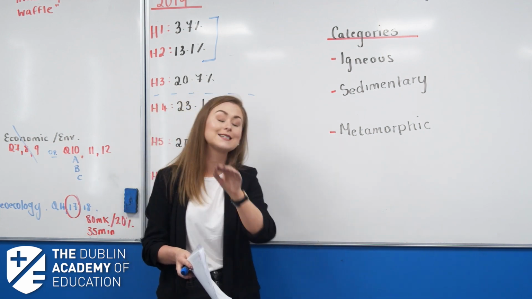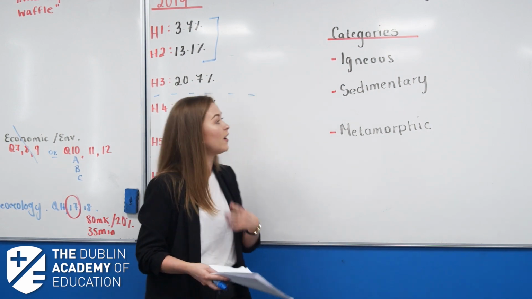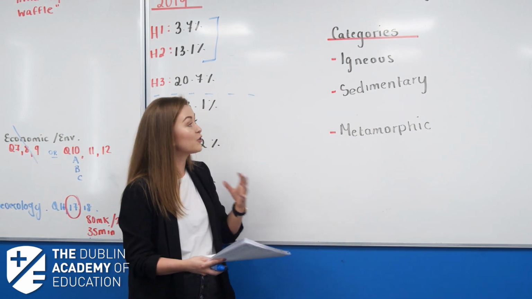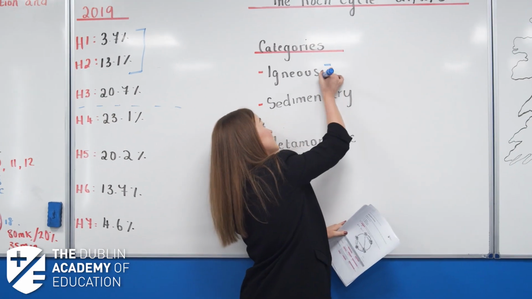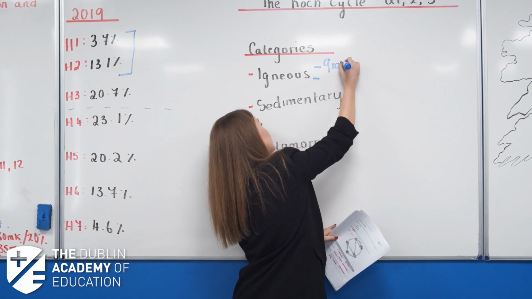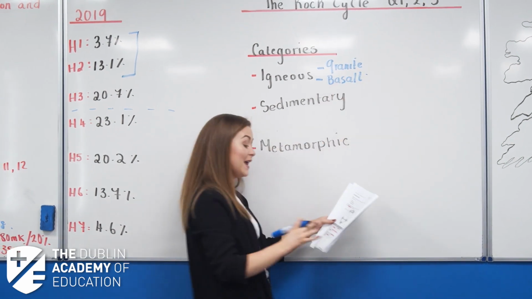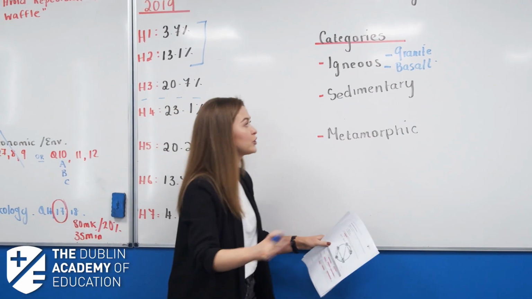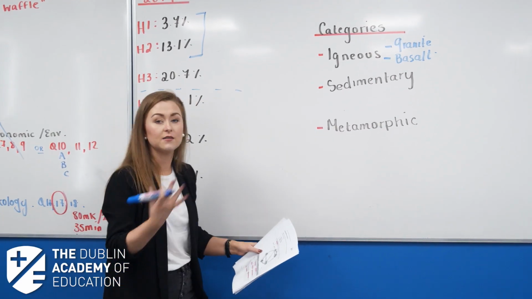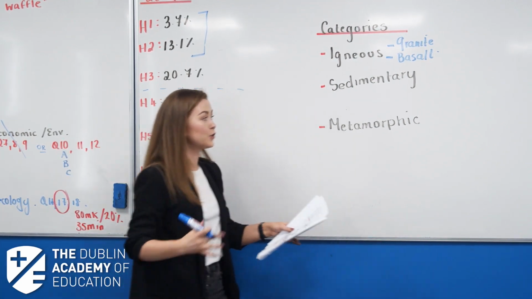Now, if you don't like the word solidifies, pop down under that, becomes solid. So solidifies or becomes solid. And your examples there, your main 2 examples that everybody knows and loves is granite and basalt. Now, they're your main 2, but I do have more there. I have dolerite and gabbro for you as well. Just 2 additional ones, obviously, if you're aiming for this category up here.